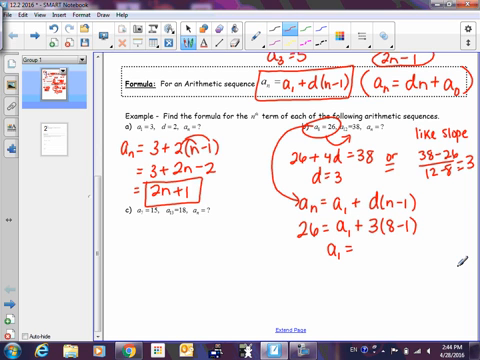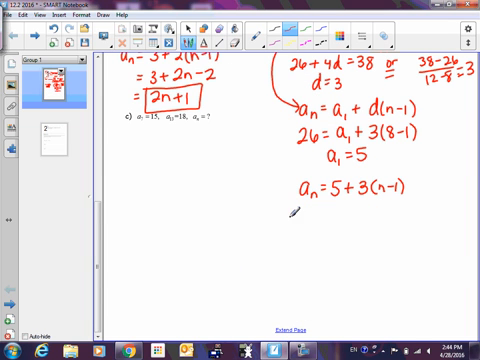Got 5? That's correct. If you solve this equation, you're also going to get 5 because you're going to do 3 times 7, which is 21. 26 minus 21, that's 5. So here is just using the formula. I would write 5 plus d is 3, n minus 1. And this is my answer, although it's not totally simplified, so I would need to do that. I need to distribute the 3 and combine like terms.